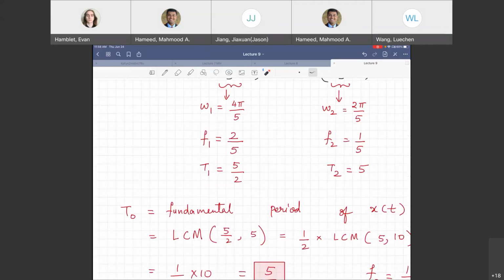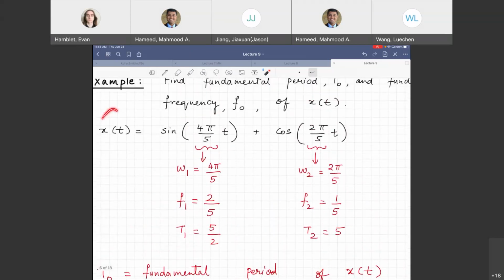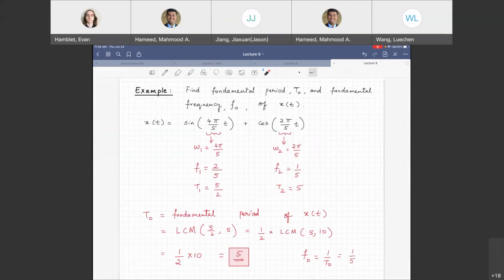Next. Let us use that formula. T0, which is the fundamental time period of the sum of those two sinusoids, is the least common multiple of T1 and T2. T1 is 5 over 2 from here, T2 is 5 from here. If you pull out a half from these two, what are you left with? The least common multiple of 5 and 10, which is 10. So half multiplied by 10 is 5. 5 is your fundamental period of x of t, and then 1 over 5 will be the fundamental frequency of x of t. Using this approach, you can find the fundamental period and fundamental frequency of 2, 3, 4, any number of periodic signals. You just need to evaluate the LCM and GCD. Even if you find the LCM, you can just invert that to find the GCD.